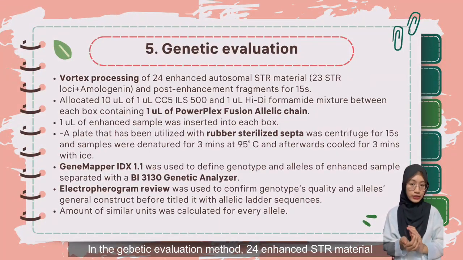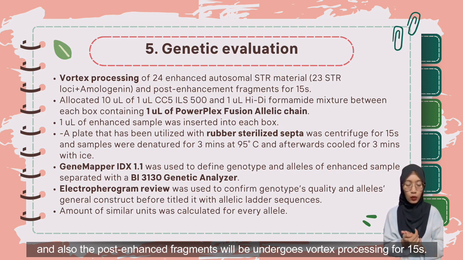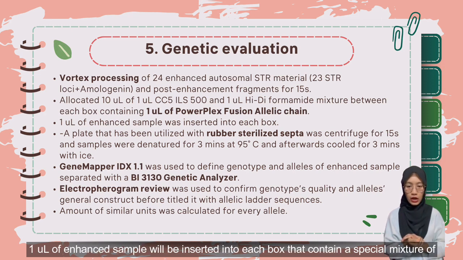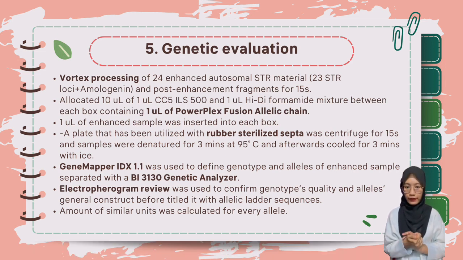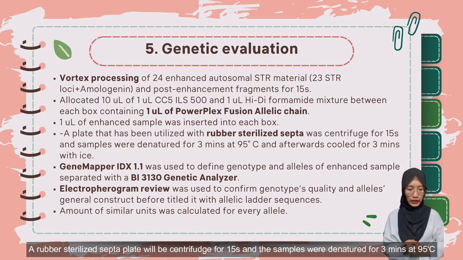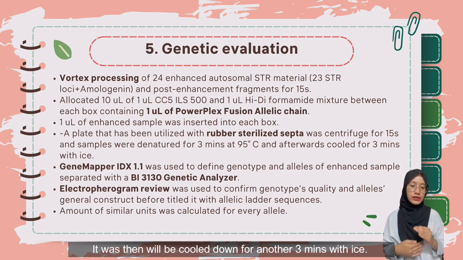In the genetic evaluation method, the 24 amplified STR materials and also the post-amplified fragments will undergo vortex processing for 15 seconds. 1 microliter of amplified sample will be inserted into each well that contains the special mixture of PowerPlex Fusion allelic ladder and also the special combination of Hi-Di formamide and CC5. A sterilized rubber-sealed plate will be centrifuged for 50 seconds and the samples were denatured for 3 minutes at 95 degrees Celsius. It will then be cooled down for another 3 minutes on ice.